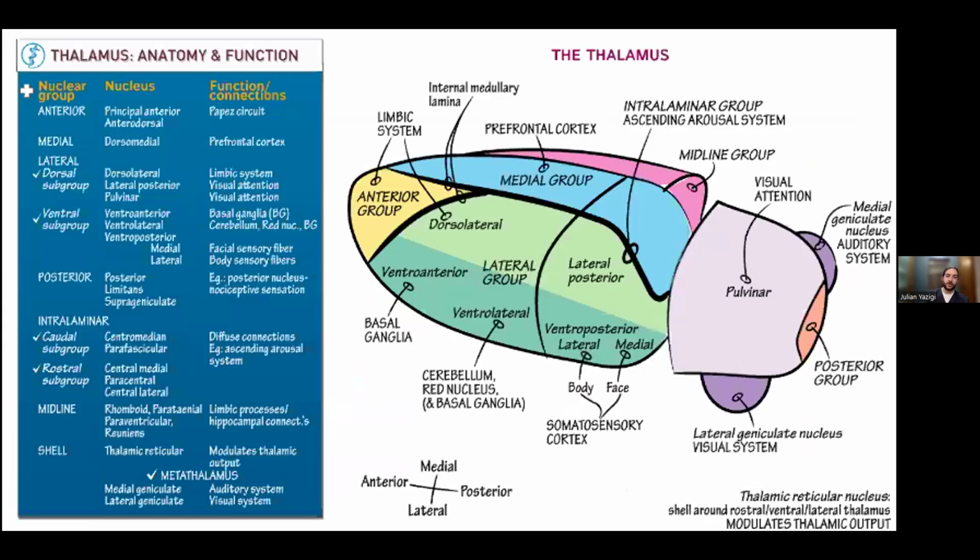Okay, so let's dive right into the nuclei. Let's start by talking about the anterior group. I'm going to go through this systematically. The anterior nuclear group contains the anterior dorsal nucleus, the anterior ventral nucleus, and the anterior medial nucleus. These nuclei are core components of the Papez circuit, and their main afferent input arrives through the mammillothalamic tract. This carries signals from the mammillary bodies, and in turn, it receives hippocampal contributions via the fornix.